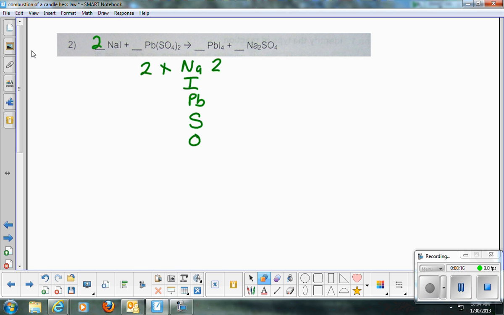Okay? On this side now, the 2 goes through to the iodine, so I have 2 iodine. But on the right side, how many iodine do I have? 4. Now I got to go back and change this from a 2 to a 4. When I do that, it affects here and here. You see that?